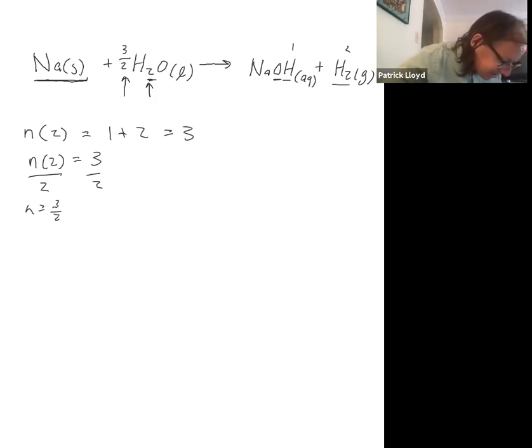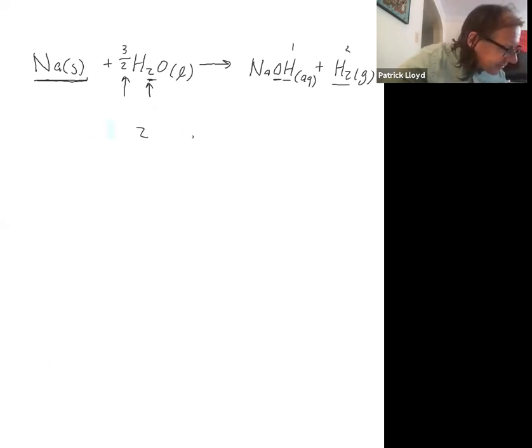So this is called inspection. And sometimes you can go through these steps and end up with something that didn't work out very well. So let's try a different method. Let's go back to one possibility, which is that we have 2 hydrogens over here, and we got 1 and 2 over here. So that's 3. Okay, so one method would be to do this.